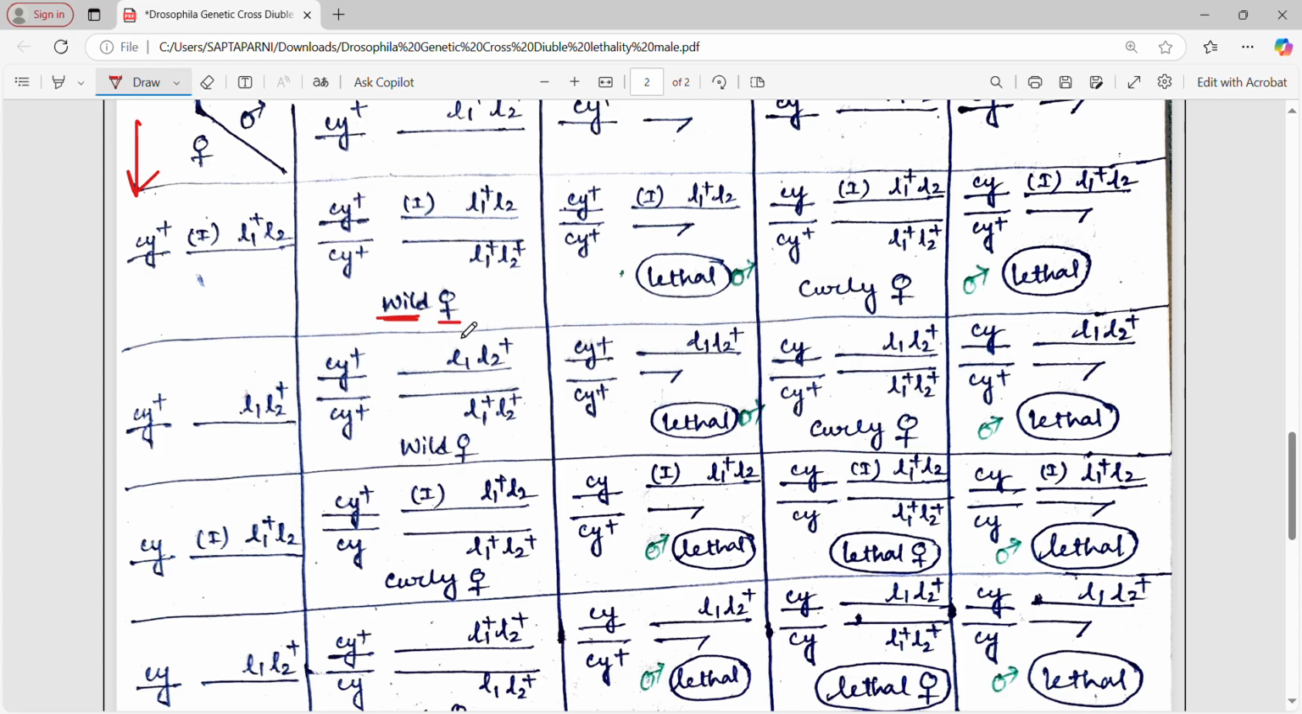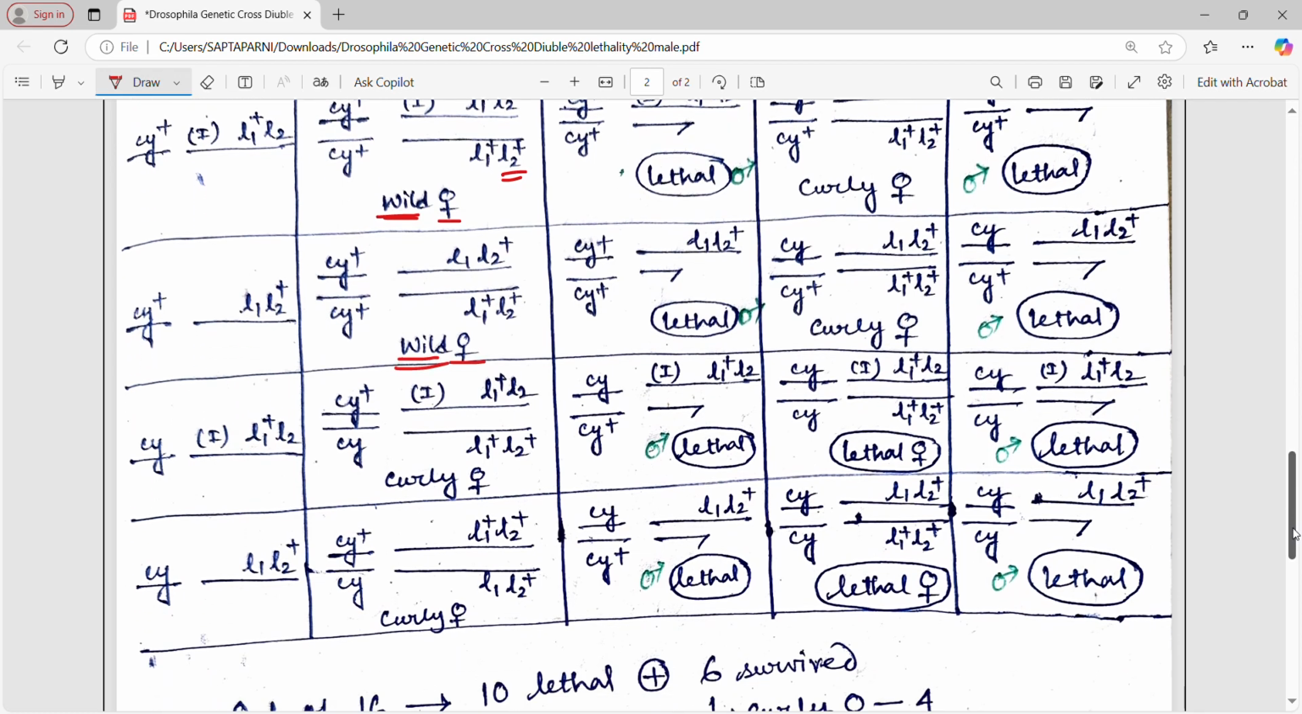And see here, though there is a lack of L2 plus allele on this, it is complemented by the L2 plus allele on its other homologue. So it will be a surviving wild female. Then CY plus, so it is obviously wild, and with 2 X chromosomes, that means it's female, and here wild type alleles of L1 and L2 both are present, so it will be surviving.